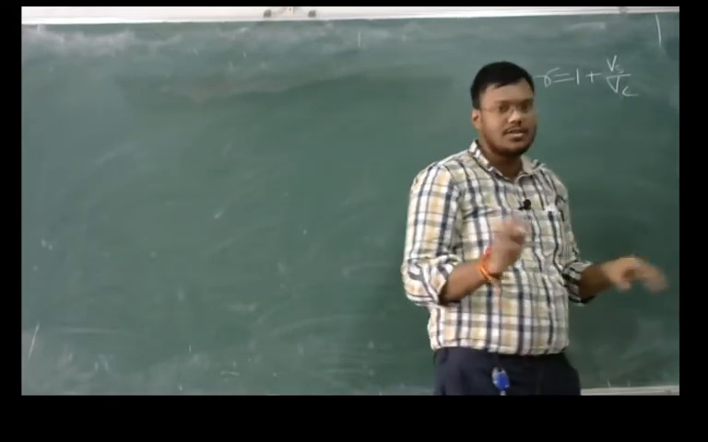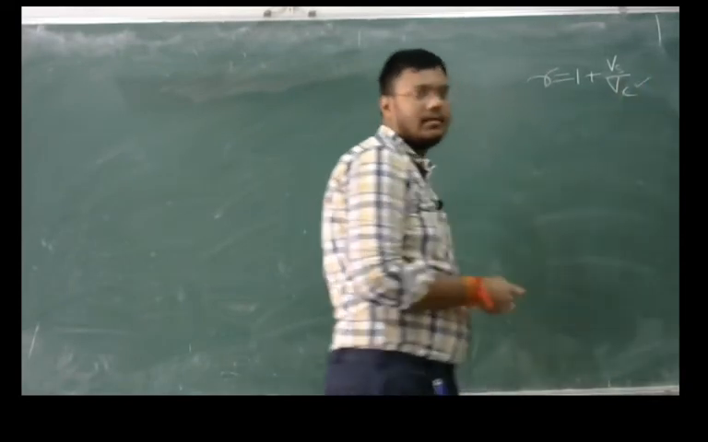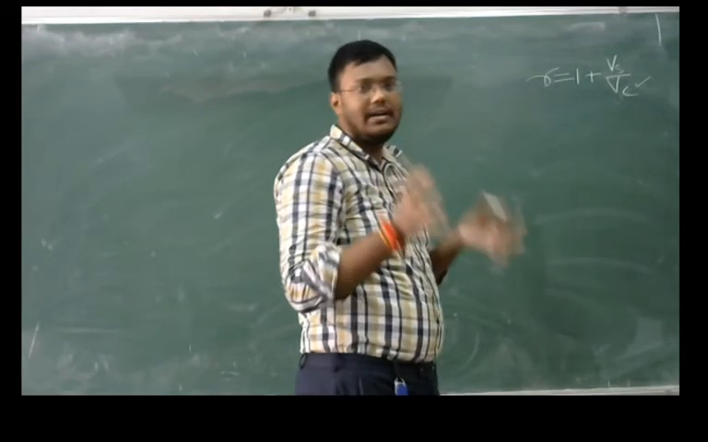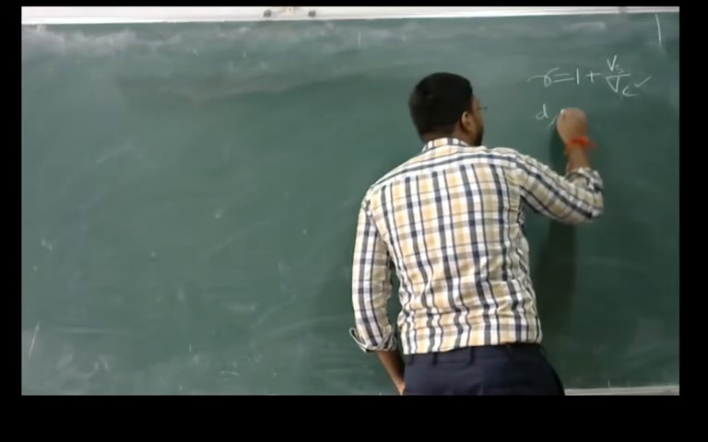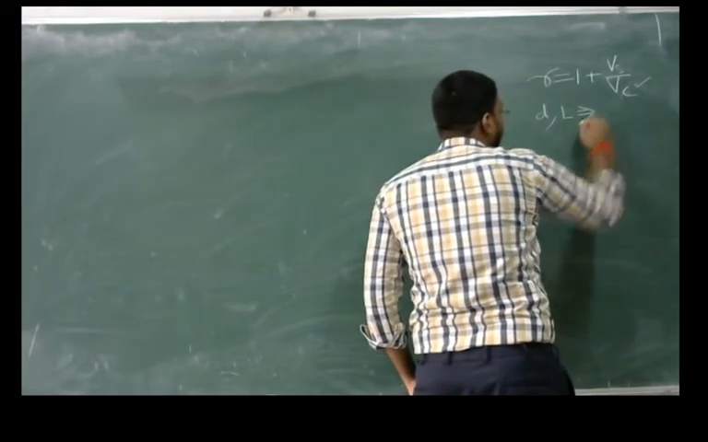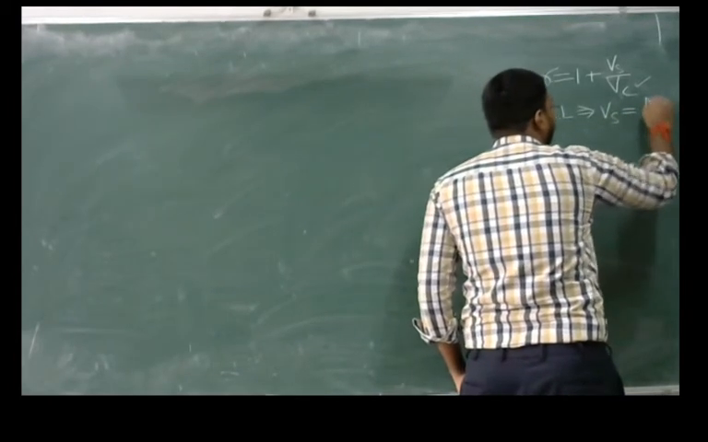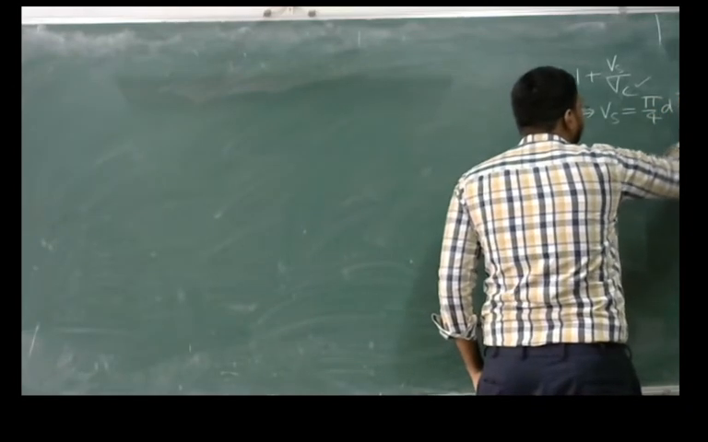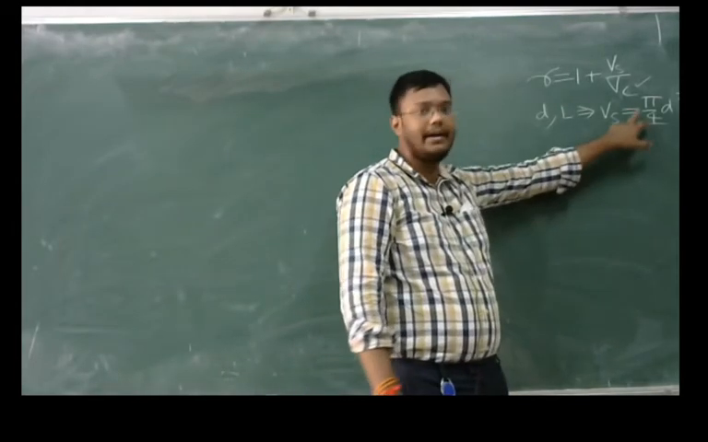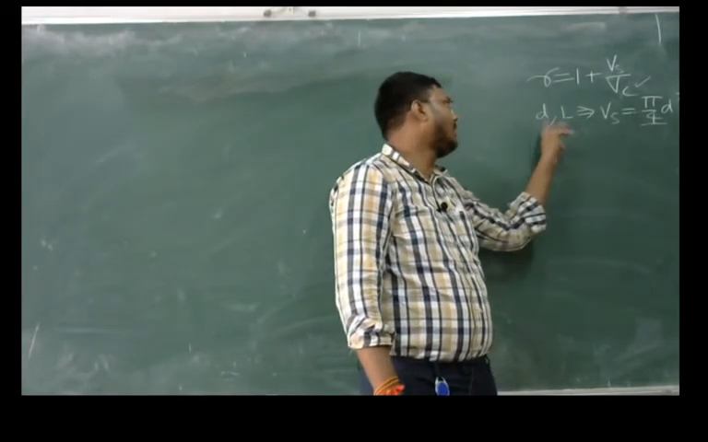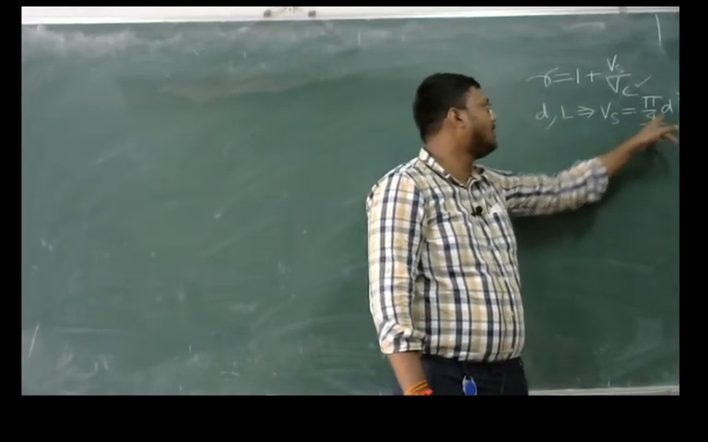But sometimes in the question, Vc, the clearance volume, is given, but Vs is not given. In place of Vs, the diameter of the cylinder and stroke length are given. So if diameter of cylinder D and stroke length L are given, then we can calculate stroke volume Vs, which is equal to pi by 4 D square L. We need to keep this formula in mind.